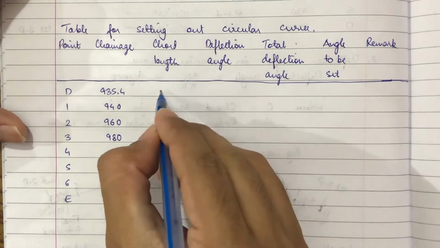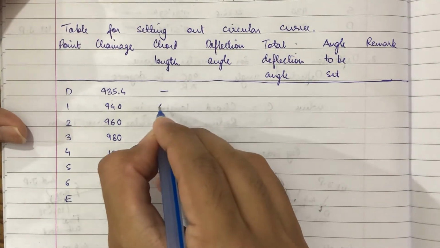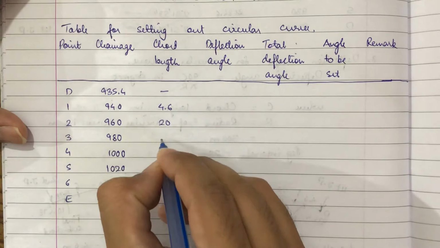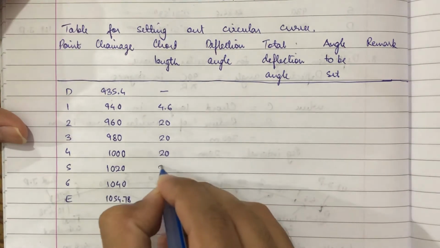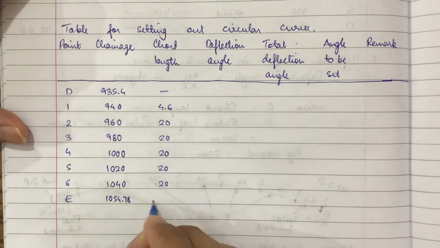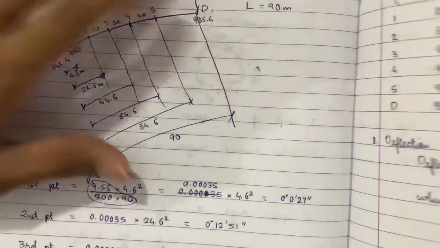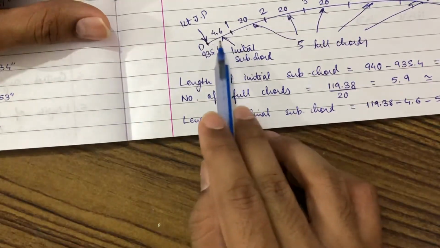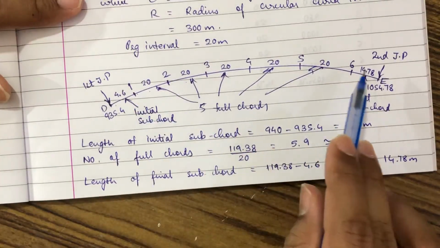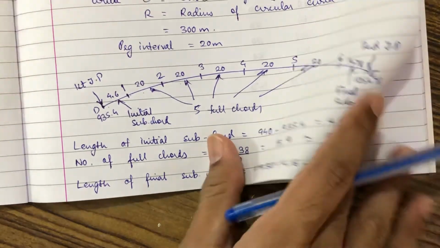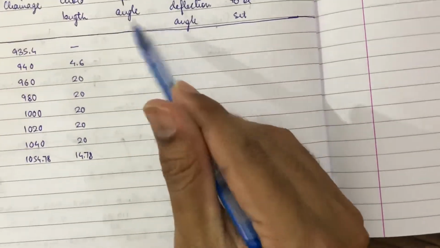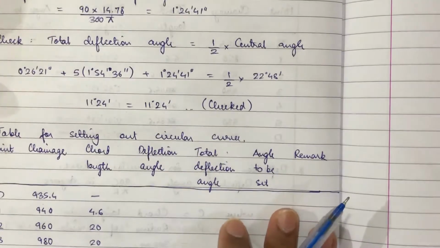Okay, now chord length is also given. This is 4.6, then all values are 20, and the last value is given as 14.78. And the deflection angle also we have obtained.